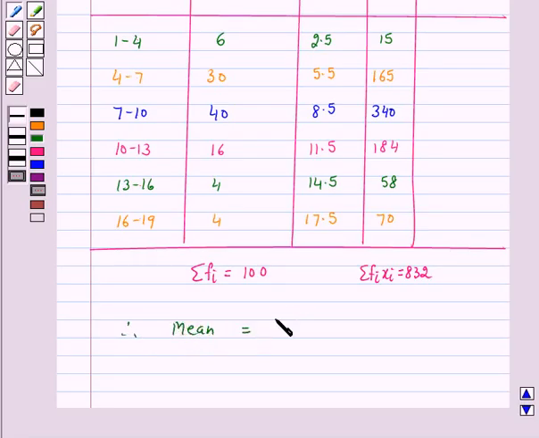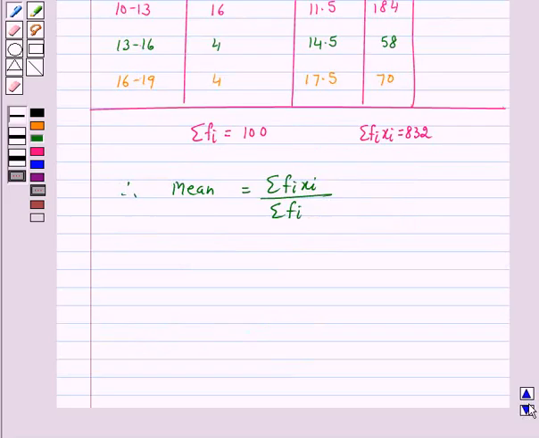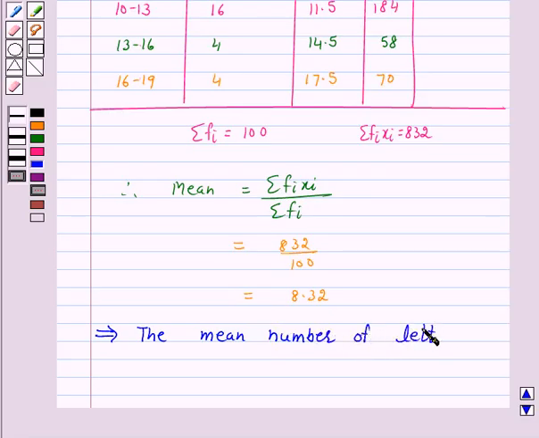according to our key idea, it is sigma fi xi upon sigma fi, and this is equal to 832 upon 100, and which is equal to 8.32. This implies the mean number of letters in the surnames is equal to 8.32.